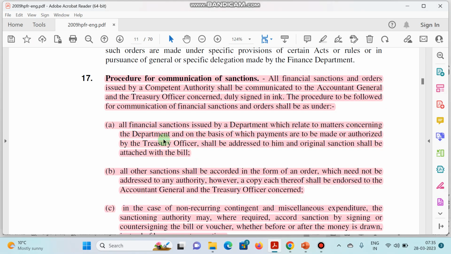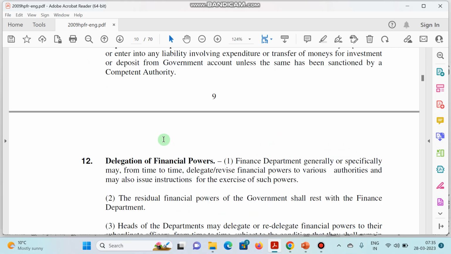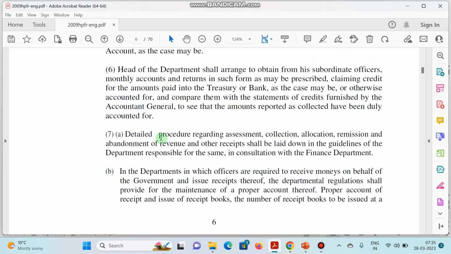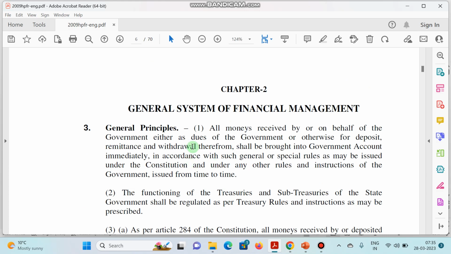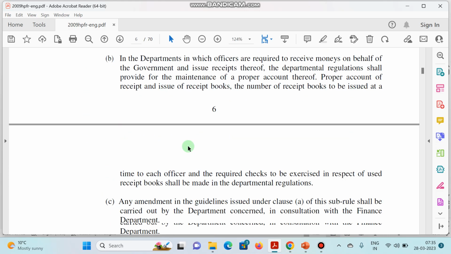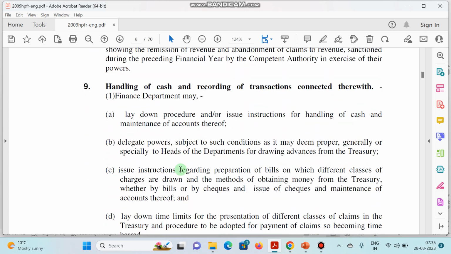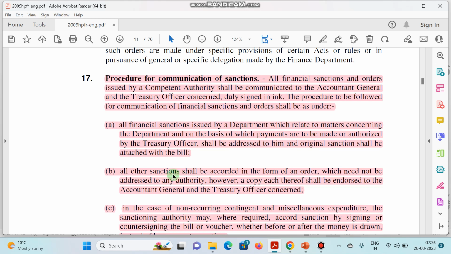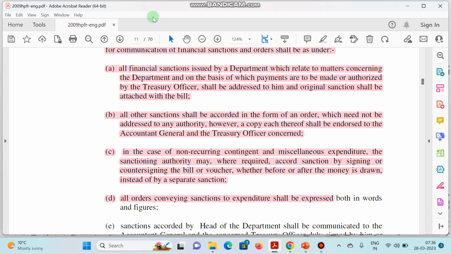Yes, this is the HP FR 2009 document, and let me show you the chapter now in which this rule is mentioned about the communication of sanctions. This is chapter number 2, the general system for financial management, and in chapter number 2 there is rule 17 that mentions the communication of sanction, as you can see on your screens. All the financial sanctions and the orders issued by the competent authority shall be communicated to the accountant general and the treasury officer concerned, duly signed in ink, and the procedure to be followed for the communication of financial sanction is discussed as under.